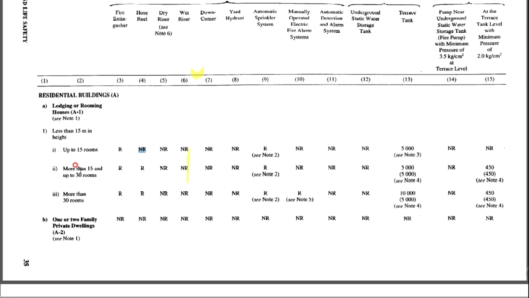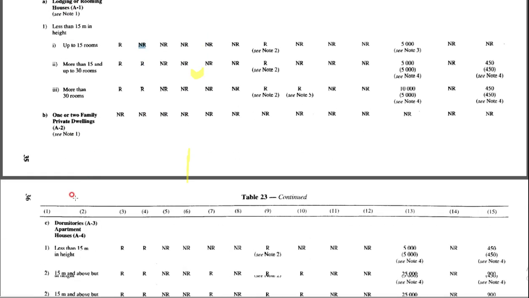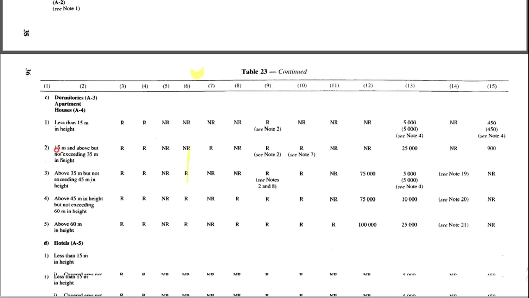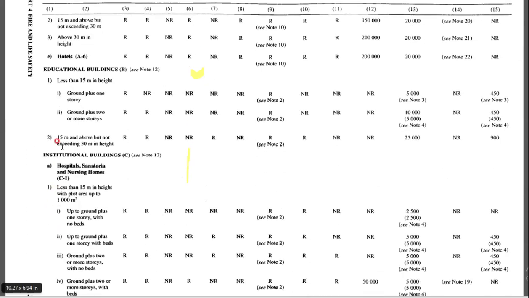For residential buildings, for up to so and so category, all these systems, whether required or not required, they have mentioned that way. That is why I told, very important for residential building. So the category has been changed. A lot of types they are mentioning. Don't get into all those things, just try to understand the major part.